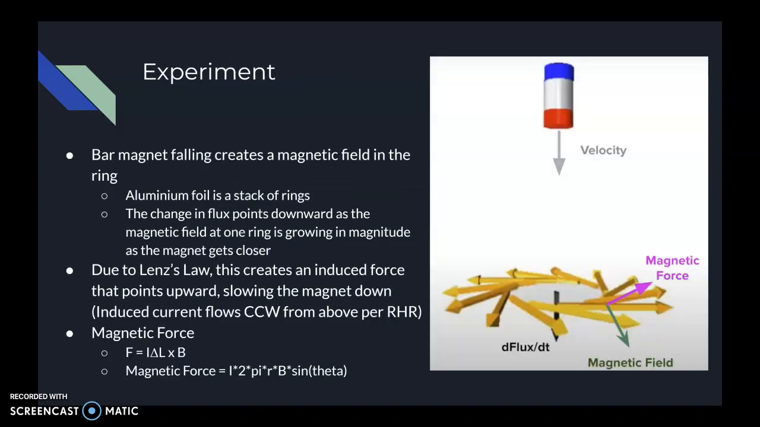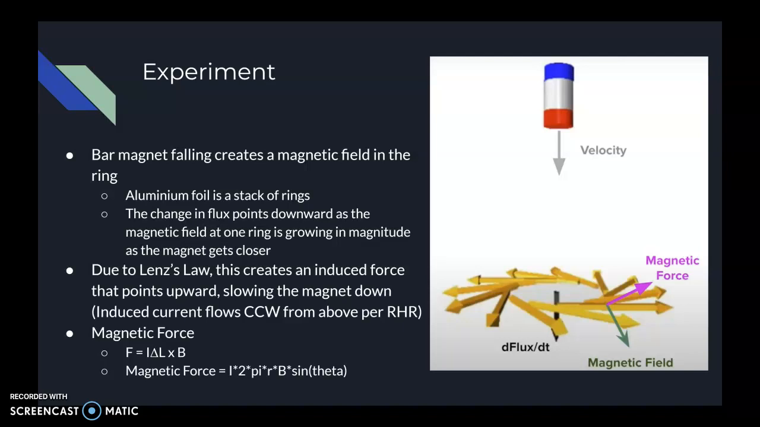In the experiment, the falling bar magnet caused a downward change in flux through the rings as the magnetic field is increasing as the magnet gets further down the tube. Due to Lenz's law, this creates an induced force that points up, opposing the change in flux, slowing the magnet down. The induced current flows counterclockwise from above per the right-hand rule.